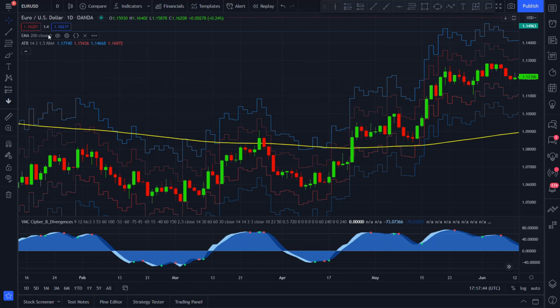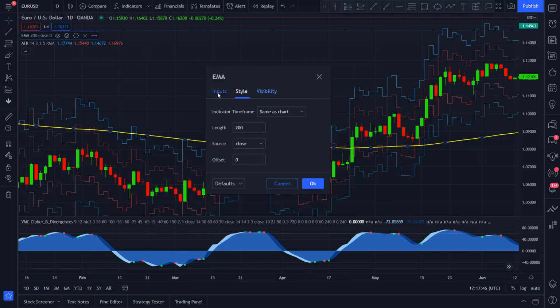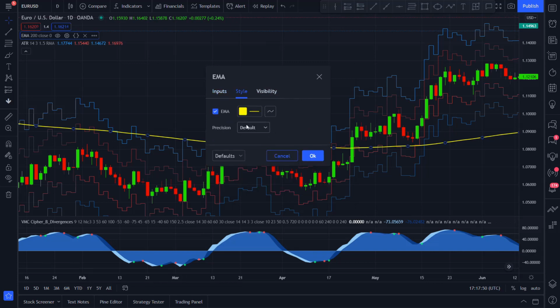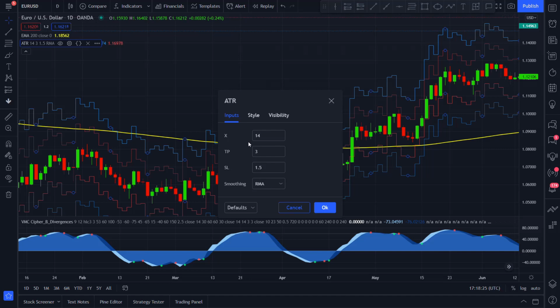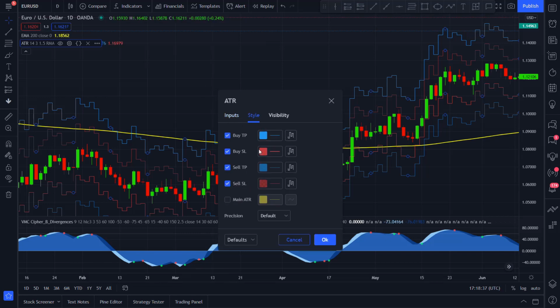Now let me show you the settings. For the EMA, you only need to set the length to 200, and I changed the style to yellow. For the NNFX ATR, you will have the 14 period, the take profit placement is going to be 3 times ATR, and the stop loss is going to be 1.5 ATR. Smoothing is going to be RMA. The style is going to be looking like this.